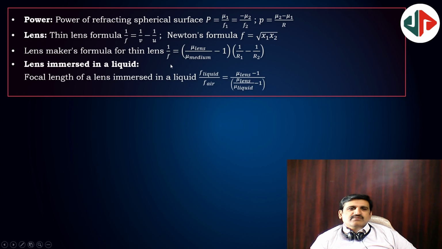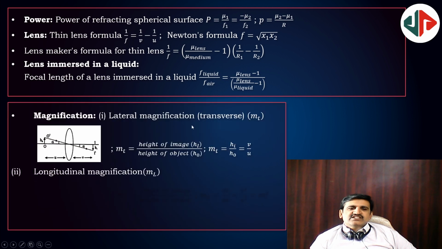This is the general formula, but it takes different forms. For a convergent lens, positive values; for a divergent lens, negative values. And for a lens immersed in a liquid, focal length in liquid by focal length in air is equal to (mu lens minus 1) by (mu lens by mu liquid minus 1).